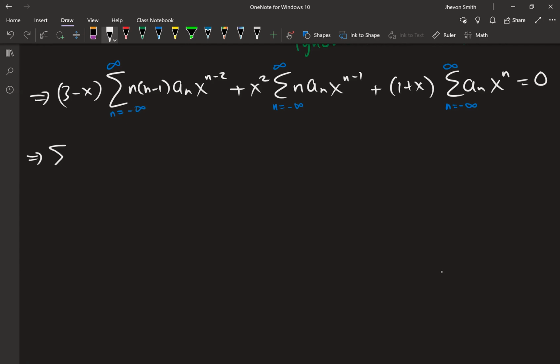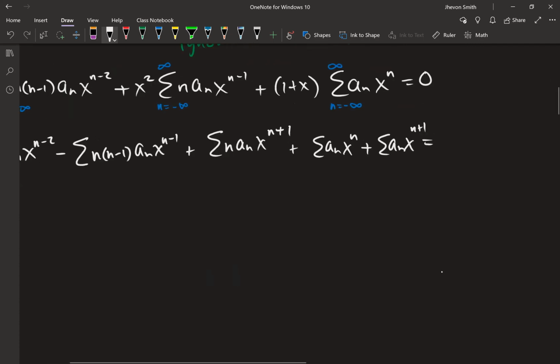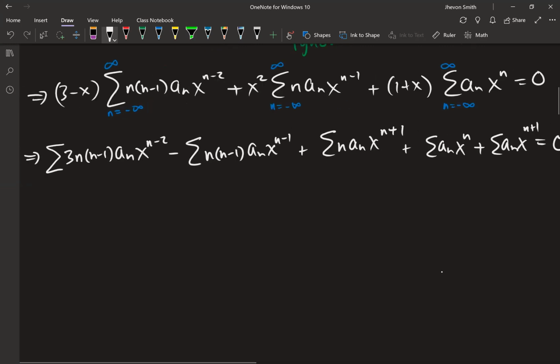and I would get a series of 3 n minus 1 an x to the n minus 2 minus the series n minus 1 an x to the n minus 1 plus the series n x to the n plus 1 plus the series an x to the n plus the series an x to the n plus 1 equals 0. Now I do need to still make sure that the powers start off the same, so I'm going to shift these two guys here. But again, I don't need to care about the indices.